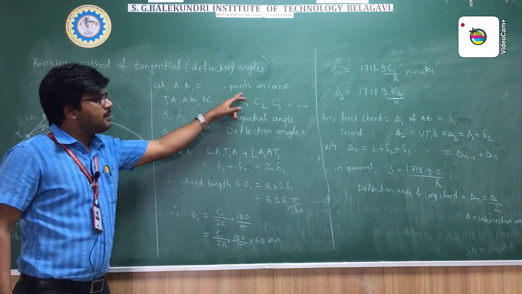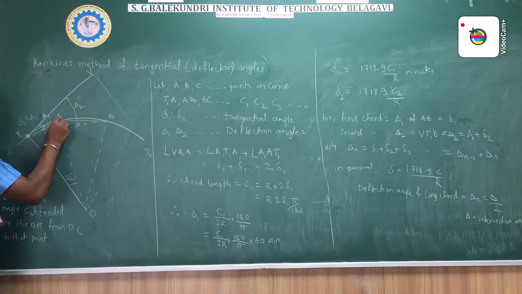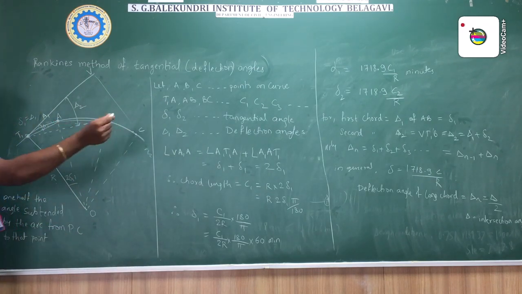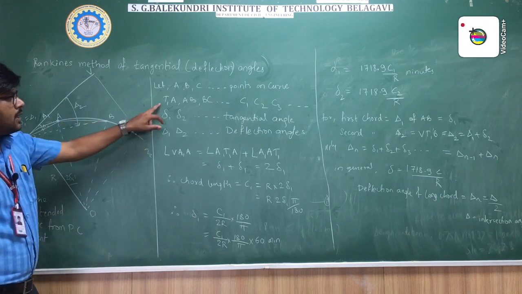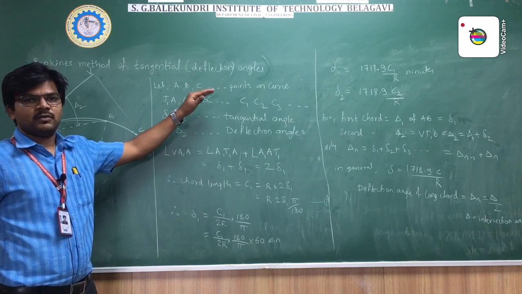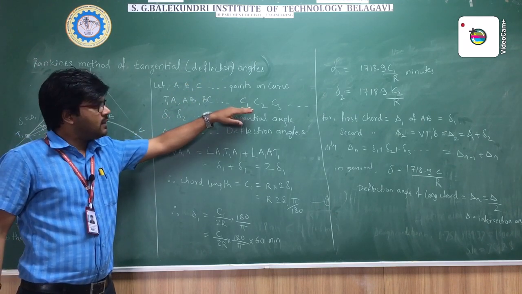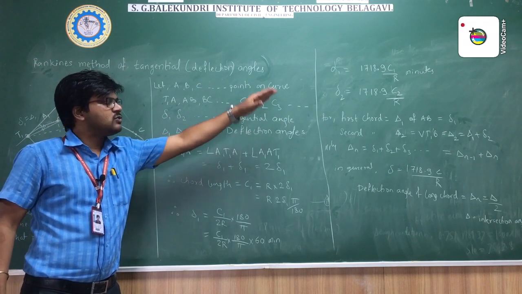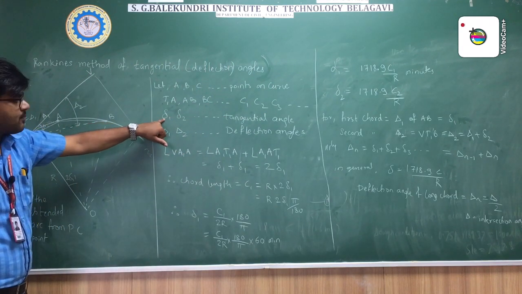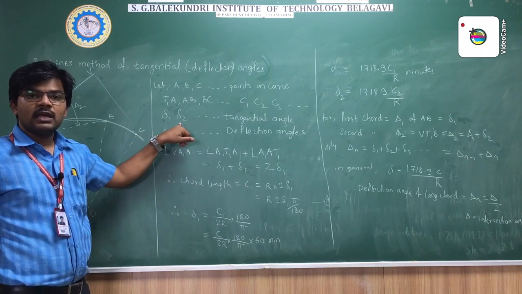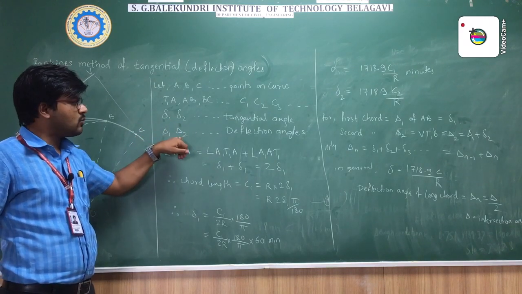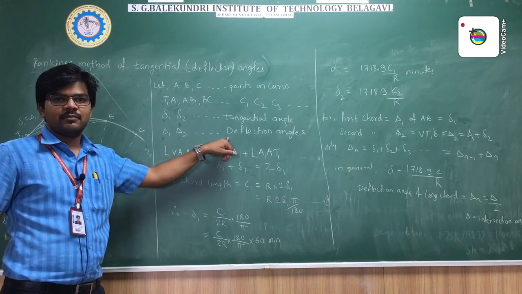Let A, B, C be points on the curve. Taking the points A, B, C on the curve, T1A, AB, BC are called chords, which are denoted as C1, C2, C3, and so on up to the last Cn. Here delta 1 and delta 2 are noted as tangential angles, and these are also noted as deflection angles.